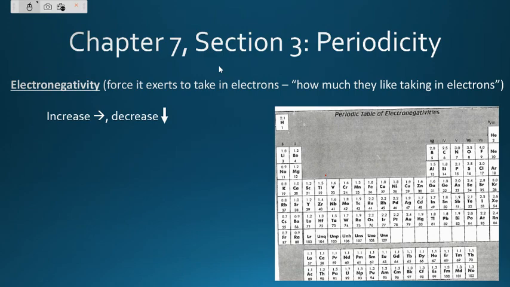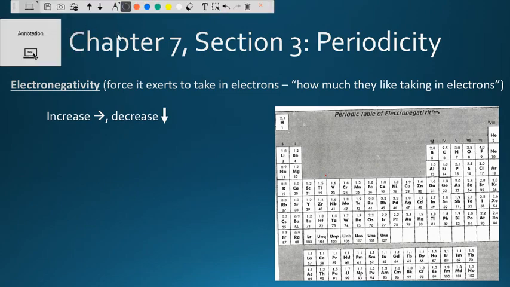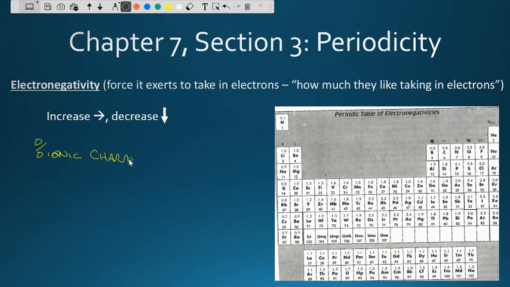Now this is what we use to factor in the percent ionic character. The percent ionic character is how much it will form an ionic compound versus a molecular compound. So the percent ionic character is telling me what type of bond we're going to be getting.